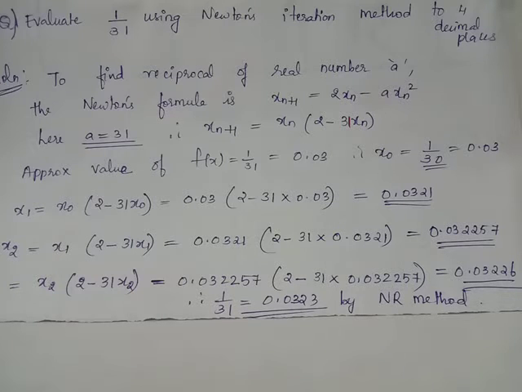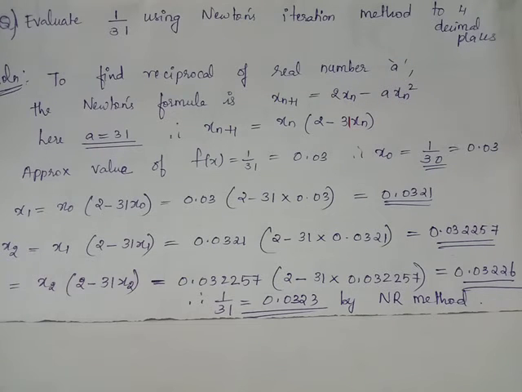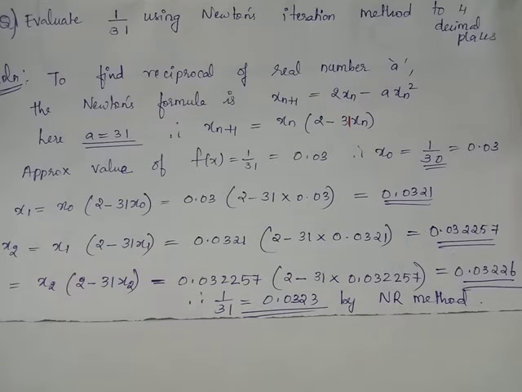In order to find out x1, we have to give n equals 0 in this equation. Thus we obtain x1 equals x naught multiplied by (2 minus 31 times x naught), where x naught will be given the value 0.03. Whenever we are asked to find the reciprocal of a real number, we choose the first approximation as the nearest value to the given number whose reciprocal is easy to find out.